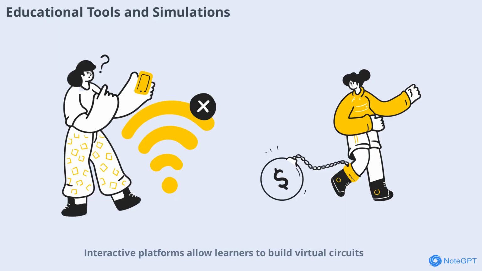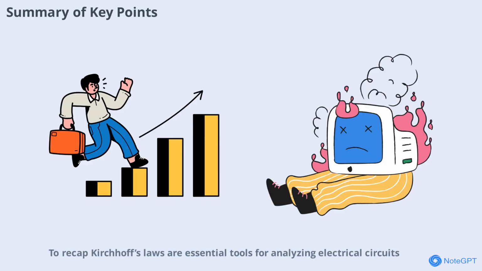Interactive platforms allow learners to build virtual circuits, apply KCL and KVL, and see the results instantly. This hands-on approach makes learning about electricity engaging and effective. To recap, Kirchhoff's laws are essential tools for analyzing electrical circuits. KCL deals with current at junctions, while KVL focuses on voltages in loops.